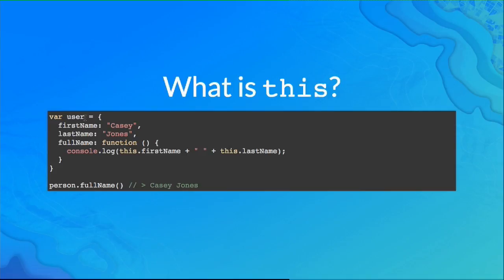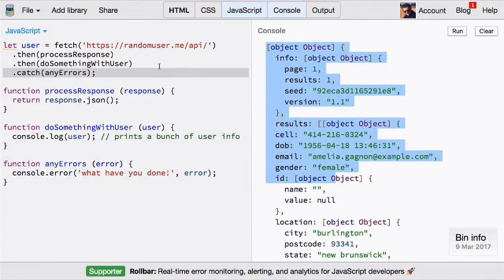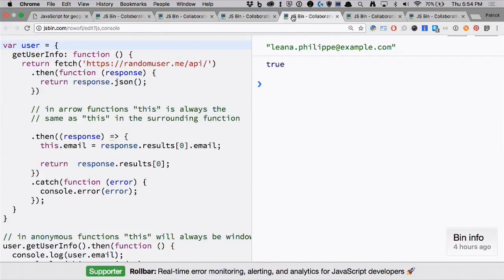So in this case, I have an object representing Casey Jones, who's a user, and their full name is always going to be a combination of their first name and their last name. But instead of referring to user first name and last name, I can refer to this, because the full name function is going to be called in context of user, so I can access it with this. And that can get a little complicated.